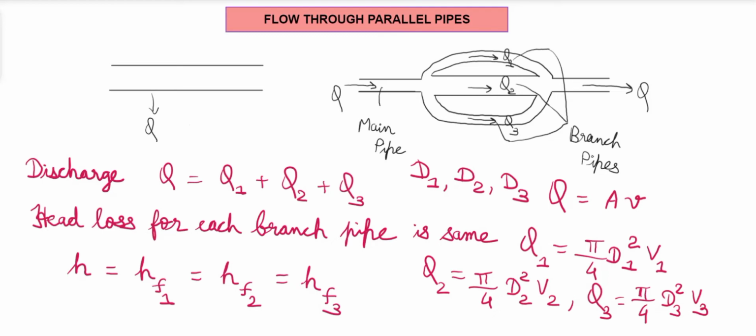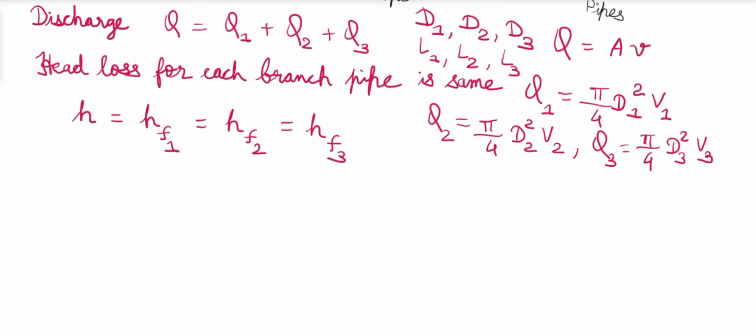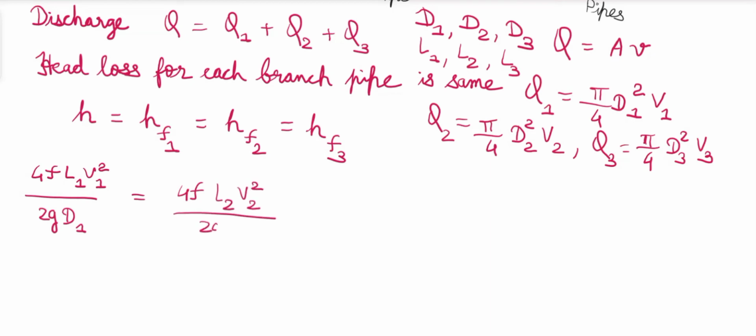I'll just write this equation making V the subject of the equation. Firstly, here I have the lengths of the pipes, which are L1, L2 and L3. First of all, let's write the Darcy-Weisbach equation, which is 4FL1 V1 square upon 2G D1. It is equal to 4FL2 V2 square upon 2G D2. The coefficient of friction is same for all the 3 pipes. That's why I'm writing it as F. 4FL3 V3 square upon 2G D3.